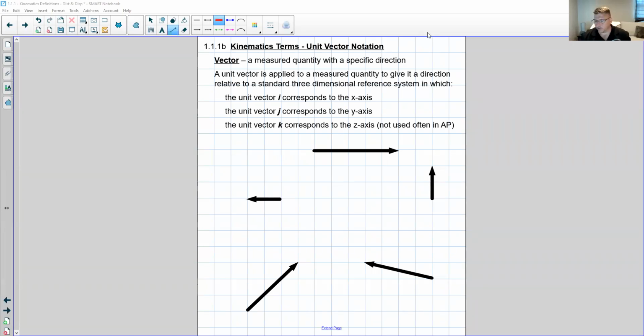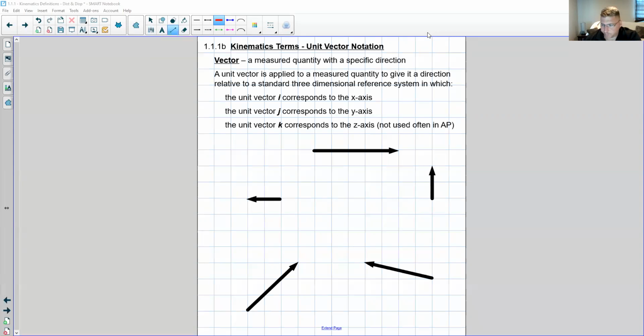Okay, we're going to do a quick little lesson on unit vector notation. So a vector, as we should know, is a measured quantity with specific direction. So, for example, displacement is a vector. A displacement could be something like 25 meters east or 73 meters north or 16 meters southwest or something like that.